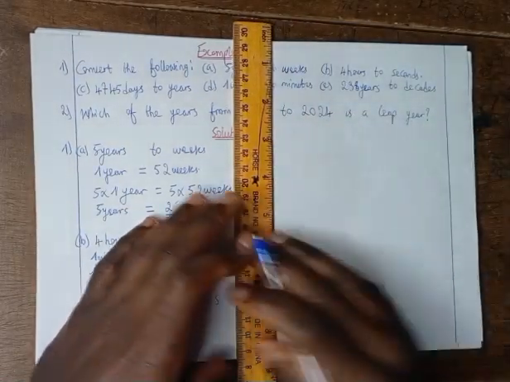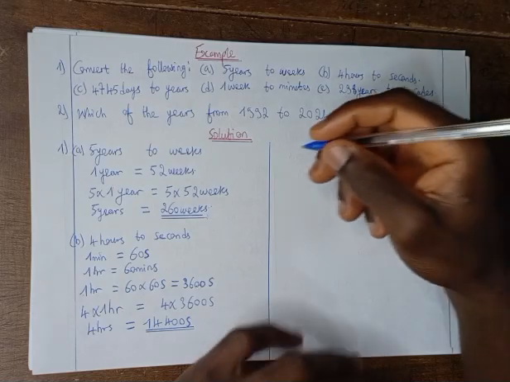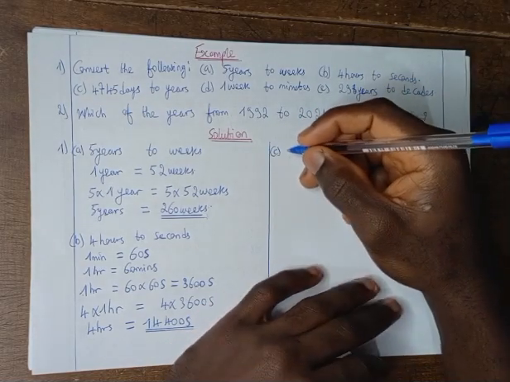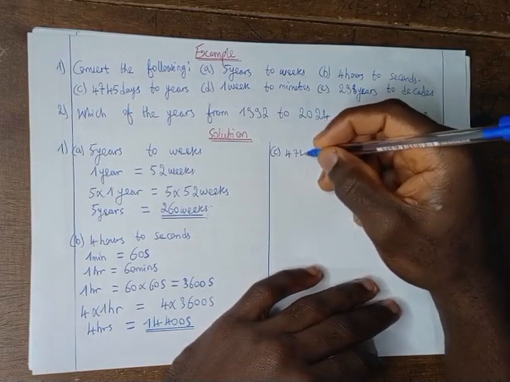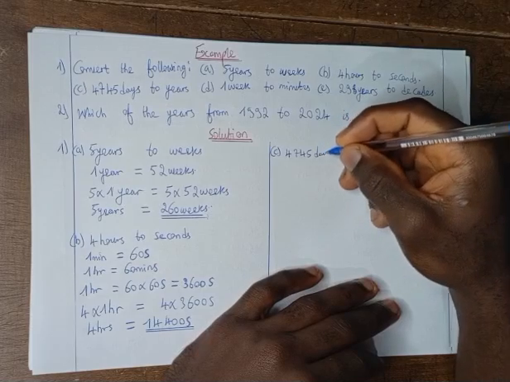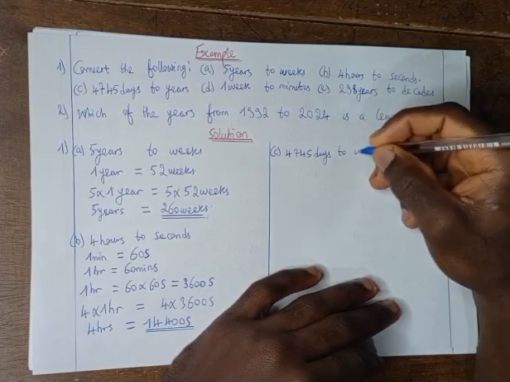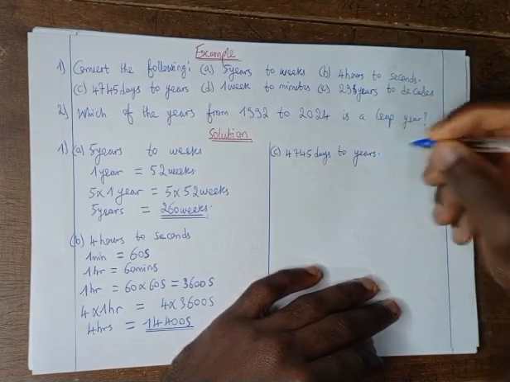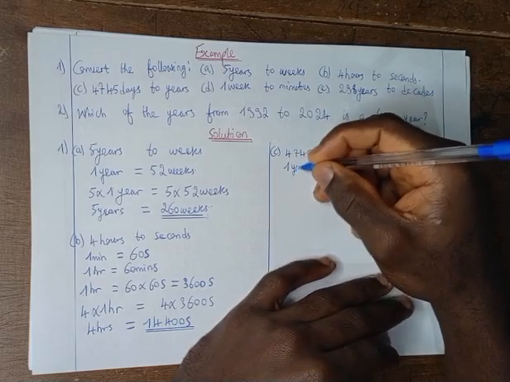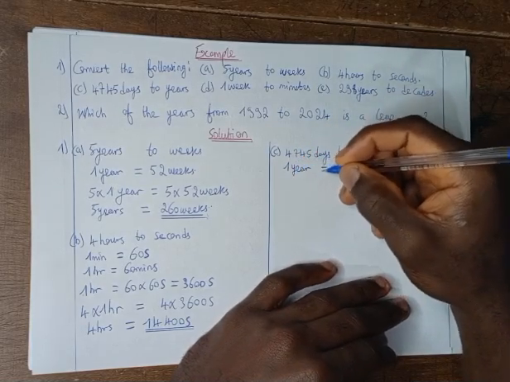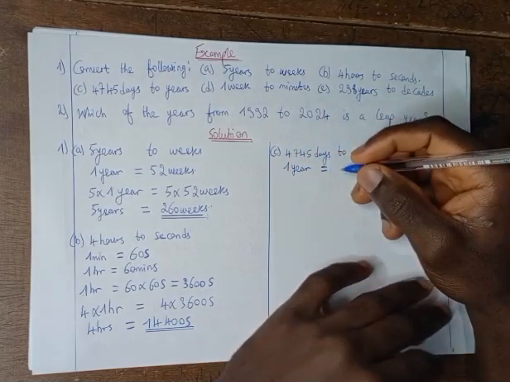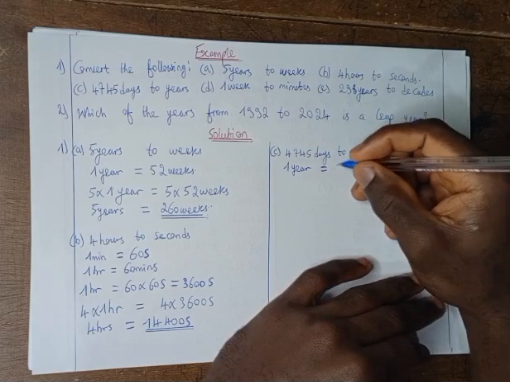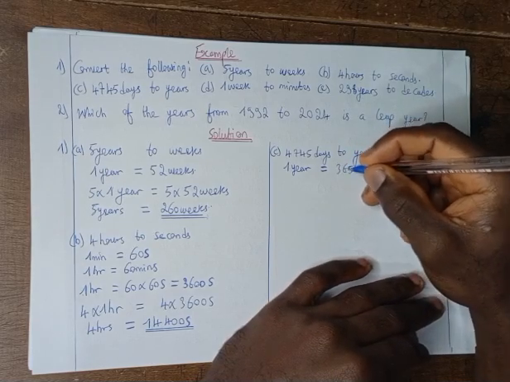We go now to C. For C, we have to convert 4,745 days to years. First, we know that 1 year is equal to 365 days.